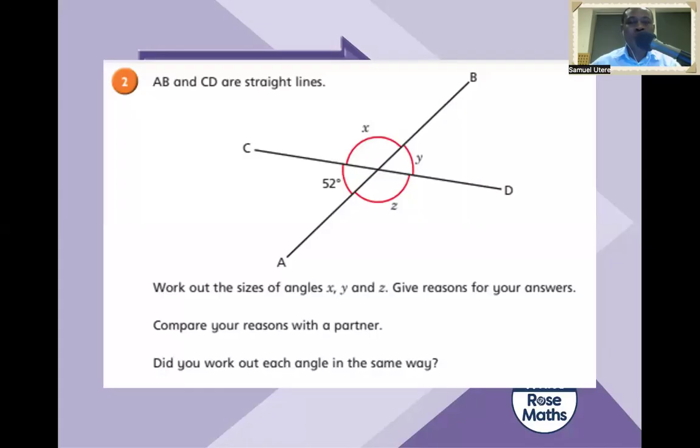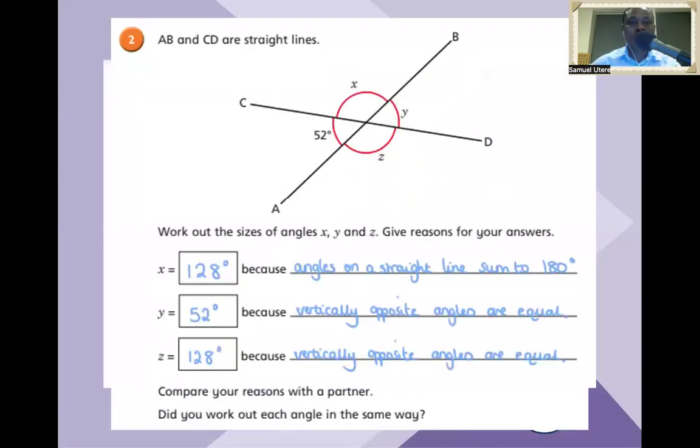Pause the video and answer question 2 in 1 minute. Assuming you've paused the video and you've answered question 2, here are the answers. Let's discuss them. For question 2, you were asked to work out the sizes of angles X, Y, and Z and to give reasons for your answers. Angle Z must be equal to angle X, the vertically opposite.